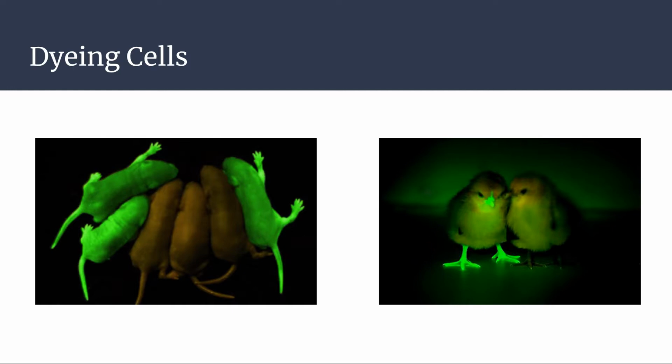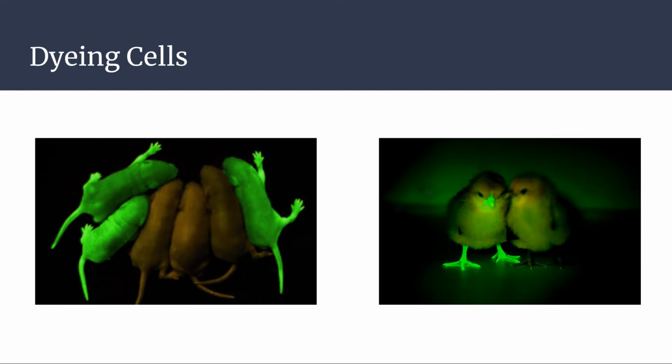What's more useful about it, though, is that not only can you tell whether or not the protein is being produced, but you can also tell where it's being produced. So in the image on the right, you can see that the protein they're interested in is being produced by the cells in the feet and the beak of the chick there, but not in the rest of its body. And likewise, the chick on the right isn't producing it at all.